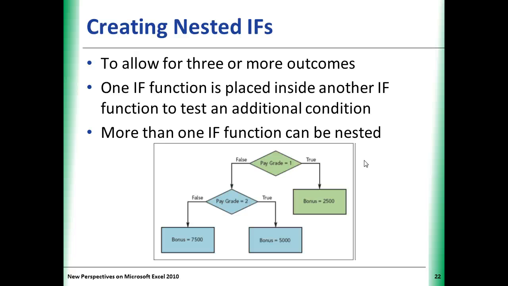If they're not pay grade 1, so all other pay grades, well, no, I guess it's pay grade 1 or pay grade 2. If they're pay grade 2, and it's true, we're going to give them $5,000. Any other pay grade is $7,500. So basically the logic is pay grade 1, $2,500. Pay grade 2, $5,000. Everyone else, $7,500. That's the logic. We definitely have 3 outcomes: $2,500, $5,000, and $7,500.